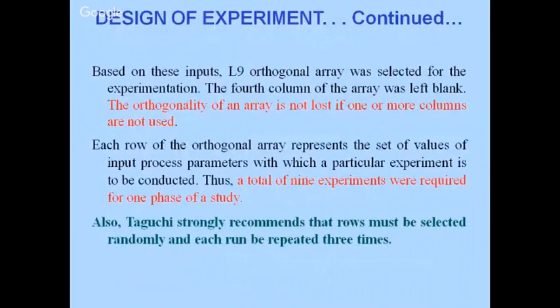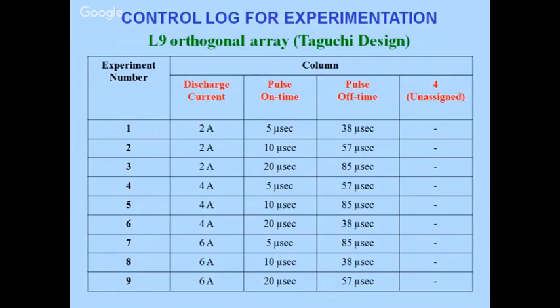Orthogonality of an array is not lost if 1 or more columns are not used. Each row of the orthogonal array represents the set of values of input process parameters with which a particular experiment is to be conducted. This we have already emphasized. So a total of 9 experiments are required for the complete study. Also, Taguchi strongly recommends that rows must be selected randomly and each run be repeated 3 times.